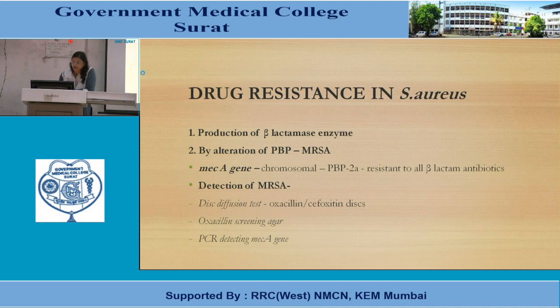So the detection of MRSA is done by different methods, like the disc diffusion test, where oxacillin or cefoxitin discs are used. Oxacillin can be used, and instead of oxacillin, a cefoxitin disc can be used for detection of MRSA. Then oxacillin screening agar can be made by addition of oxacillin to the agar to make a culture plate, and directly we can detect the mecA gene through PCR, that is polymerase chain reaction.